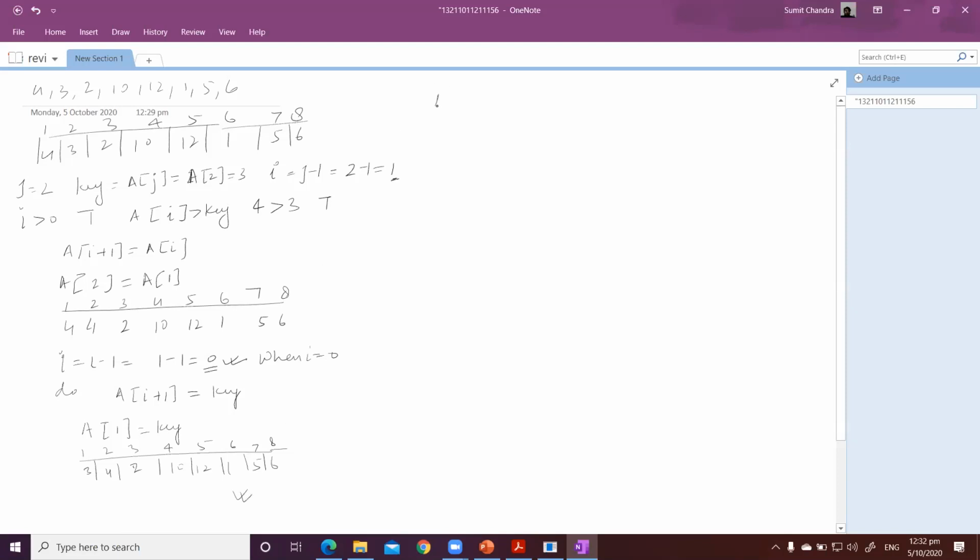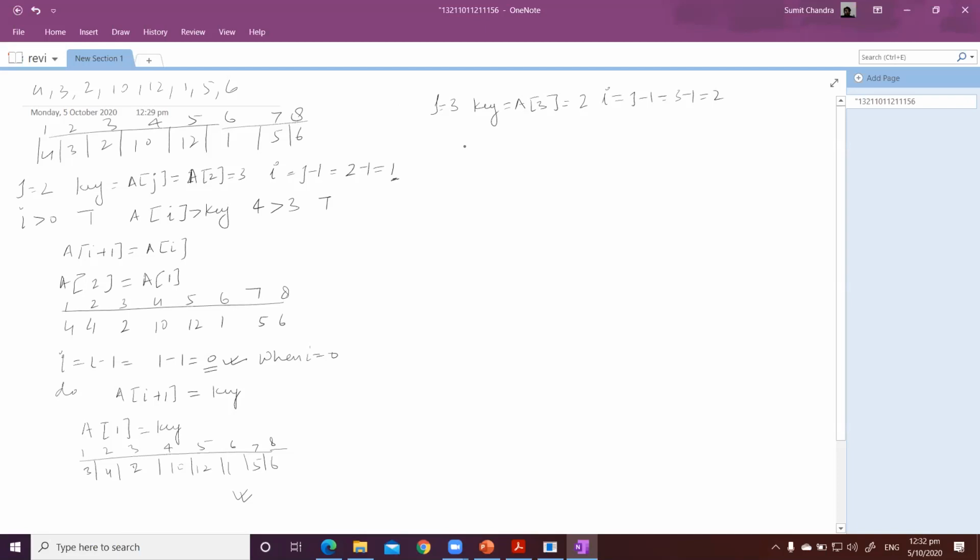Okay, so now j is equal to 3. Key is equal to a[3]. So a[3] value here is 2, so key is equal to 2. i is equal to j minus 1. So j value is 3, so i value will become 2.